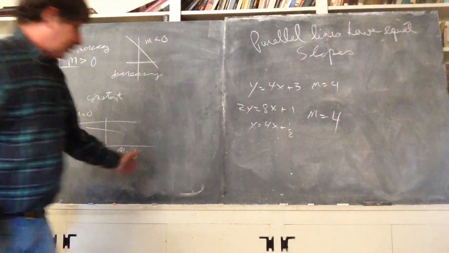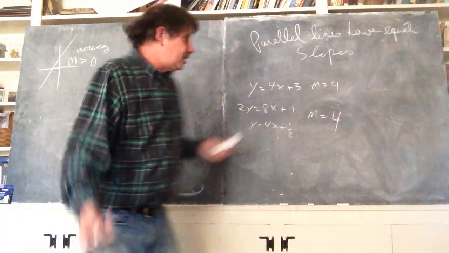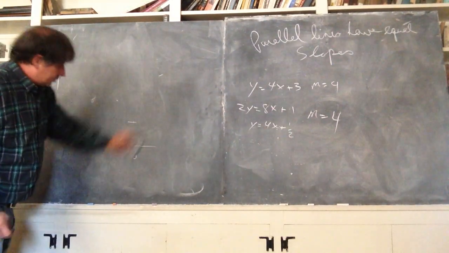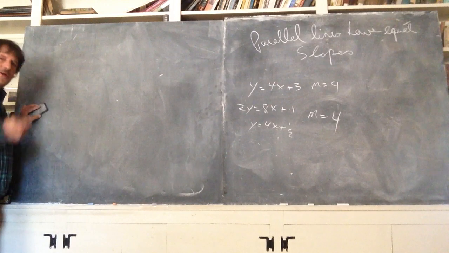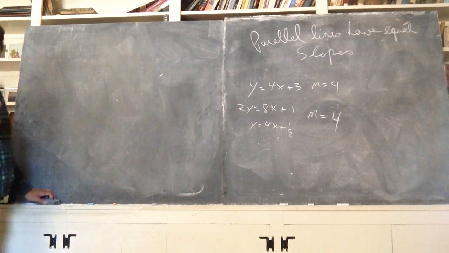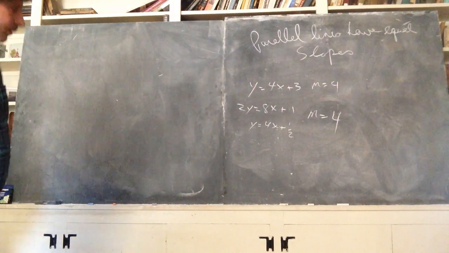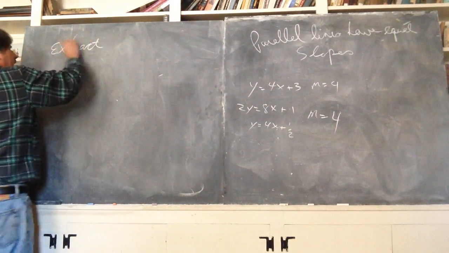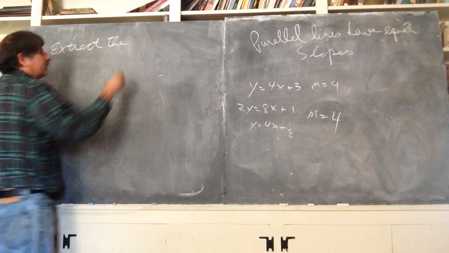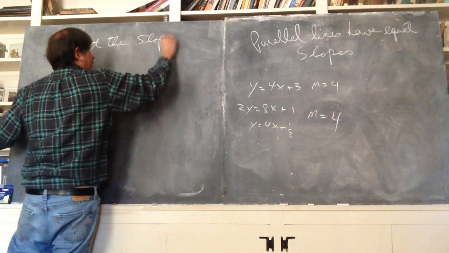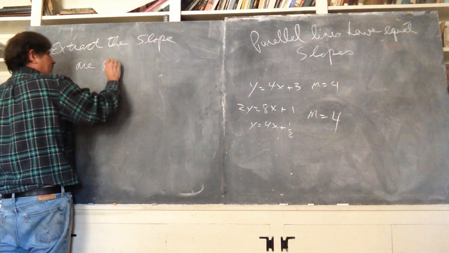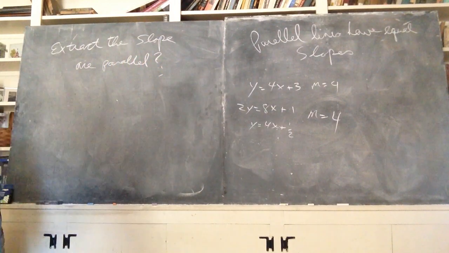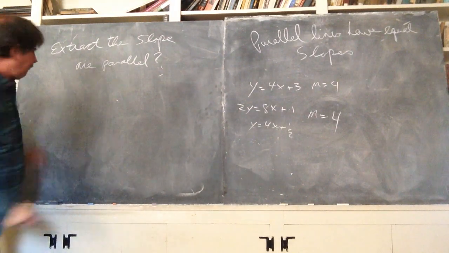Now here, so that's the theory behind it, but let's make it a little bit challenging, because if you're given a line in what's called standard form or even point-slope form, you have to extract the slope. For the next little bit in this lesson, you have to extract the slope. For example, are these two parallel? 2x plus 3y equals 4.